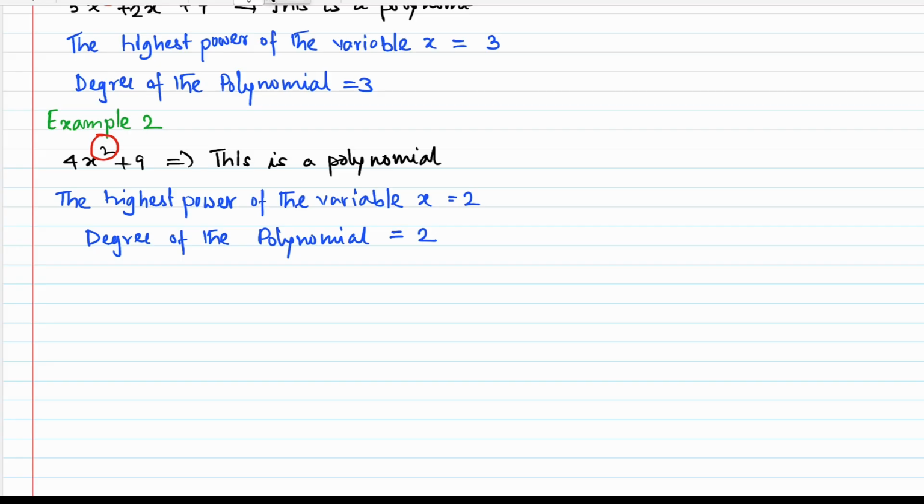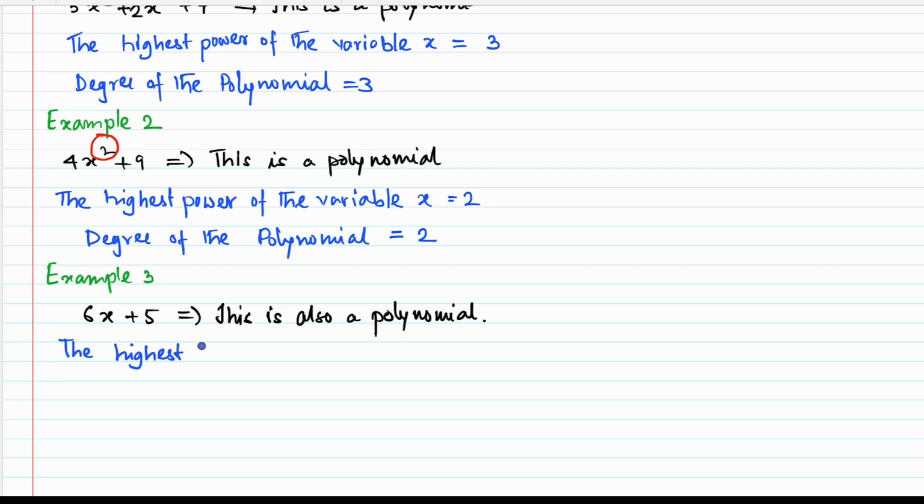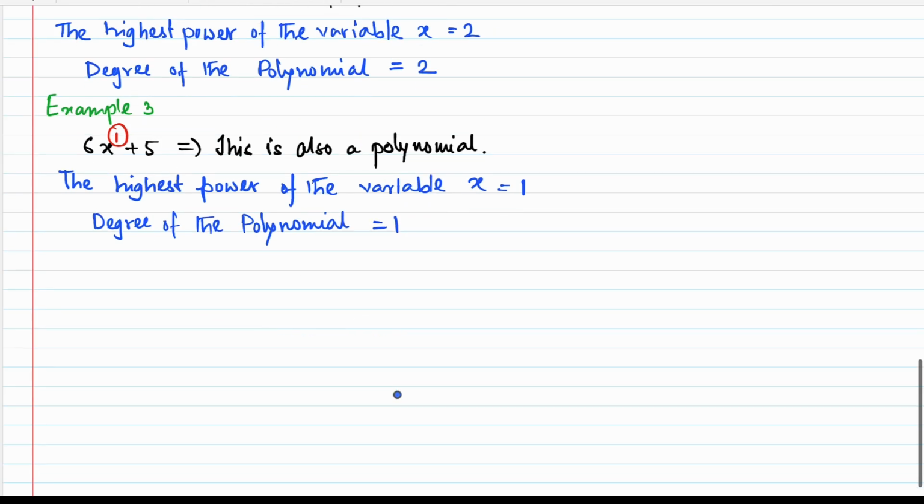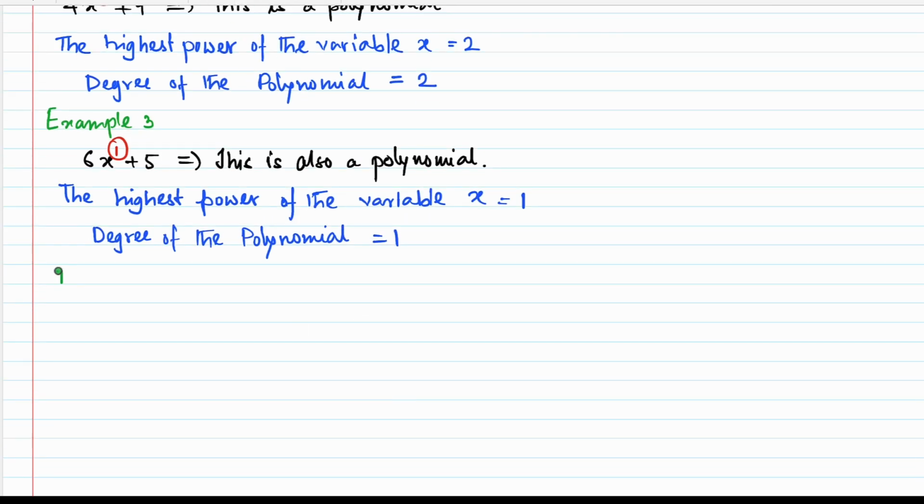Now we can take another example, example 3, and write the expression as 6x plus 5. Again, we can say this particular expression is a polynomial, and the highest power of the variable x is 1. So we can say that the degree of the polynomial is equal to 1. So that is how we can determine the degree of a polynomial.